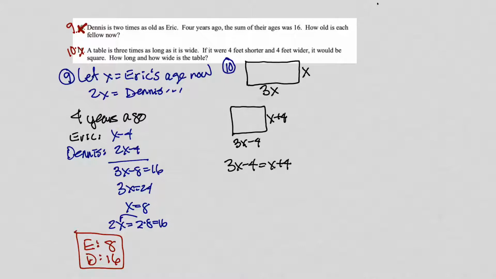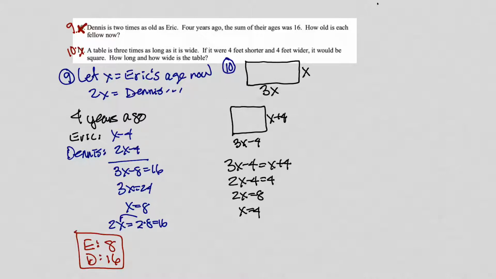Let's solve this equation. 3X is on the left side, only 1 over here. Let's subtract that X. So 3X minus X will give us 2X minus 4 equals 4. Let's add that 4. So add 4 to each side. We'll get 2X equals 8. Divide by 2. X is 4.